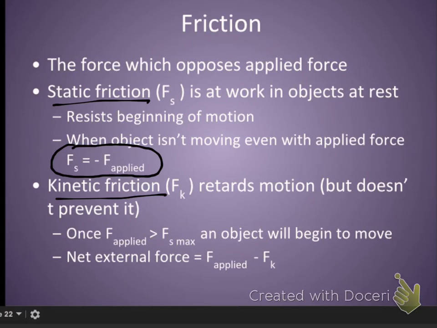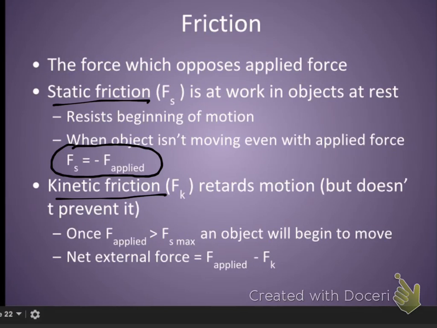Until that object moves, even though you're pushing on it, the force of static friction equals whatever force you're applying. It's equal and opposite. There's not a whole lot more to say about static friction. We're going to go into coefficients of friction very soon. Kinetic friction just retards motion. It doesn't prevent it. It reduces the motion that would otherwise exist.